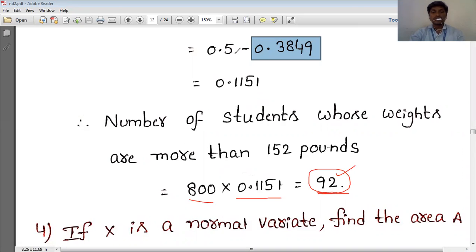So this is the same law. In the same way, you can also take less than, x less than 150 pounds or x less than 130 pounds. Like that we can calculate by taking different values. Okay, next we will see a problem similar to this.